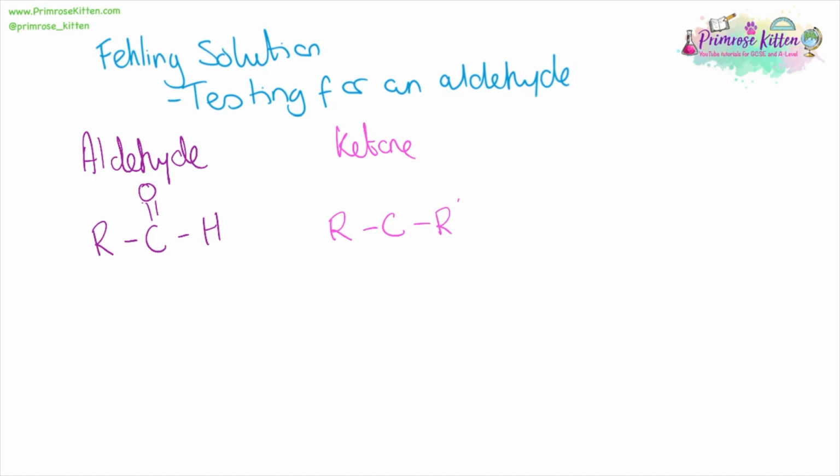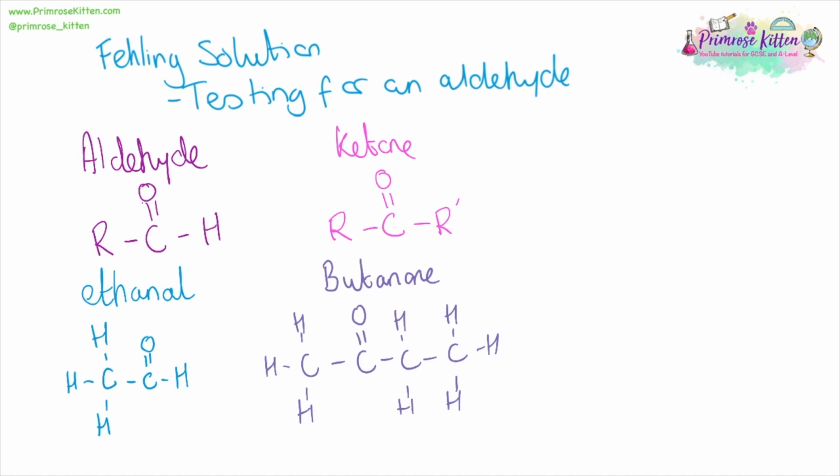It will only work with an aldehyde. It will not work with a ketone, even though I know these two functional groups look very, very similar. You can see the differences in structure here. And a Fehlings solution will only give a positive result for aldehydes and not ketones.